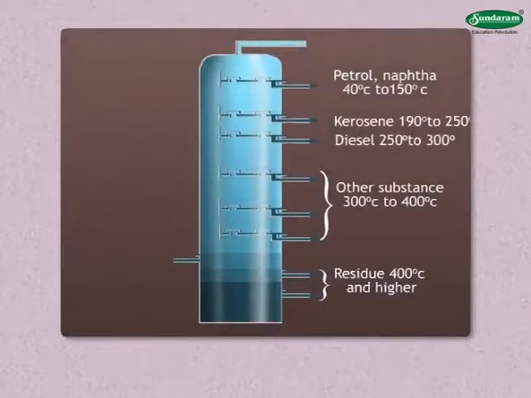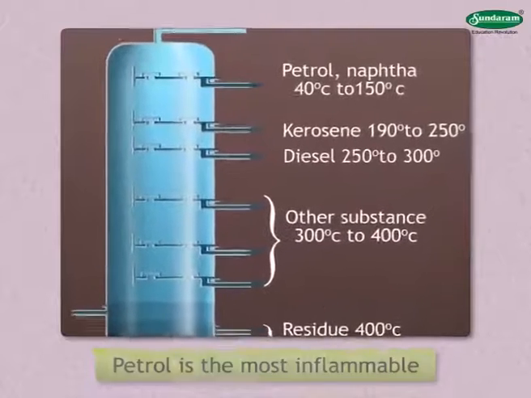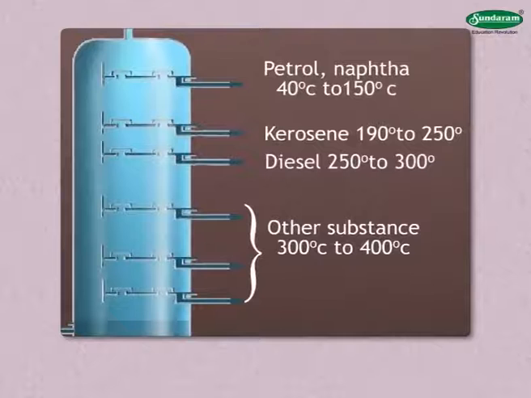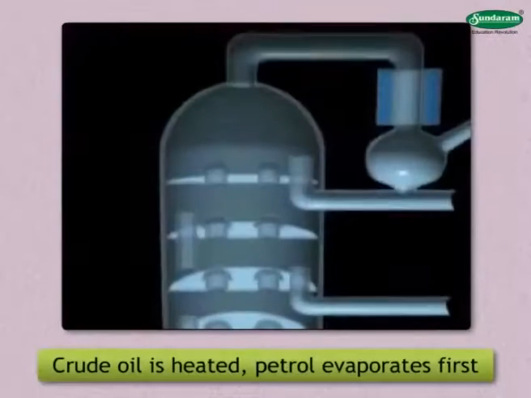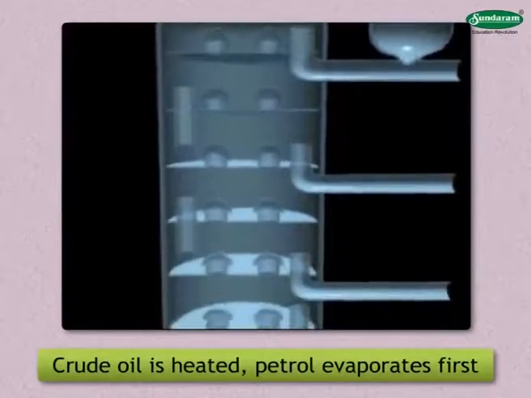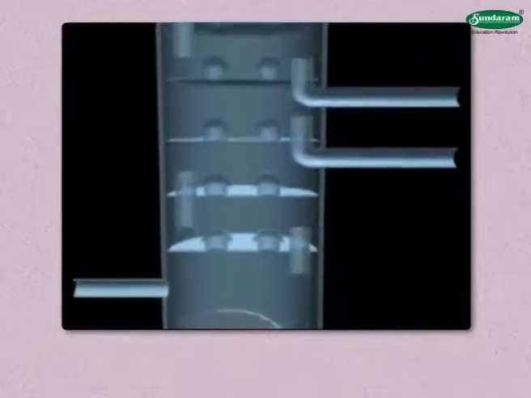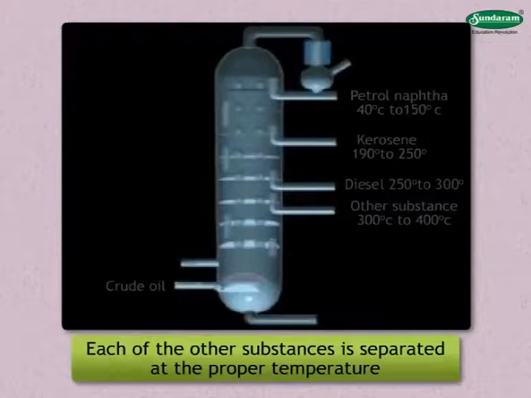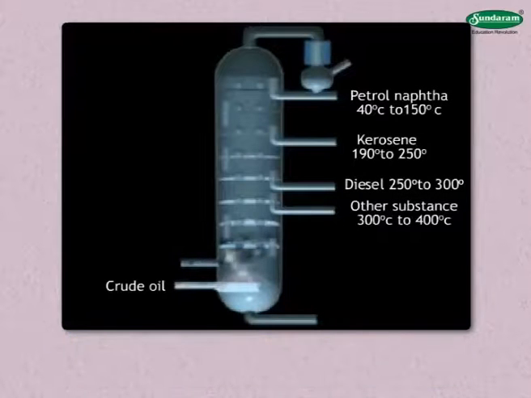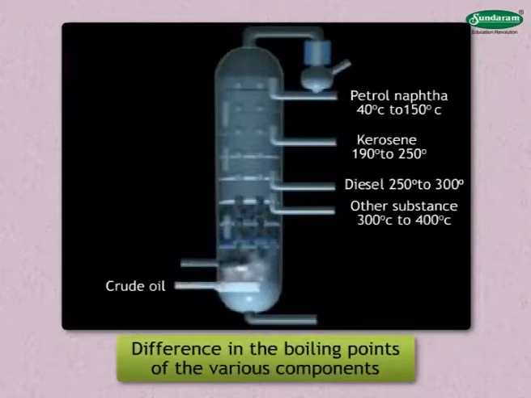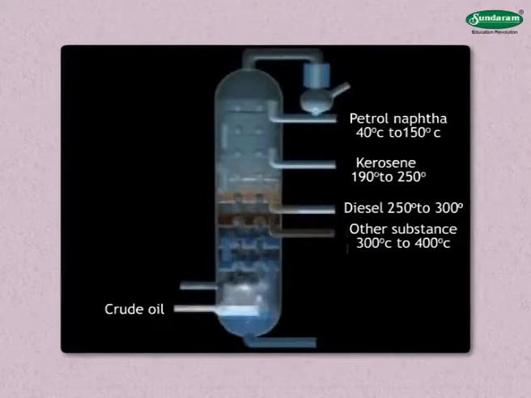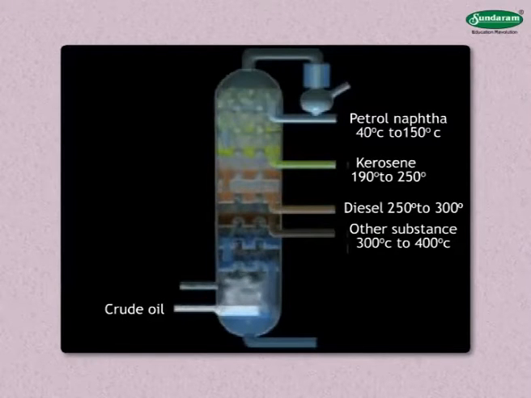Of these components, petrol is the most inflammable and has the lowest boiling point, followed by naphtha, kerosene and diesel respectively. When crude oil is heated, petrol evaporates first. It is condensed and collected separately. Each of the other substances is separated at the proper temperature. Thus, the difference in the boiling points of the various components is the main factor leading to the separation of various components of crude oil. This makes fractional distillation possible.